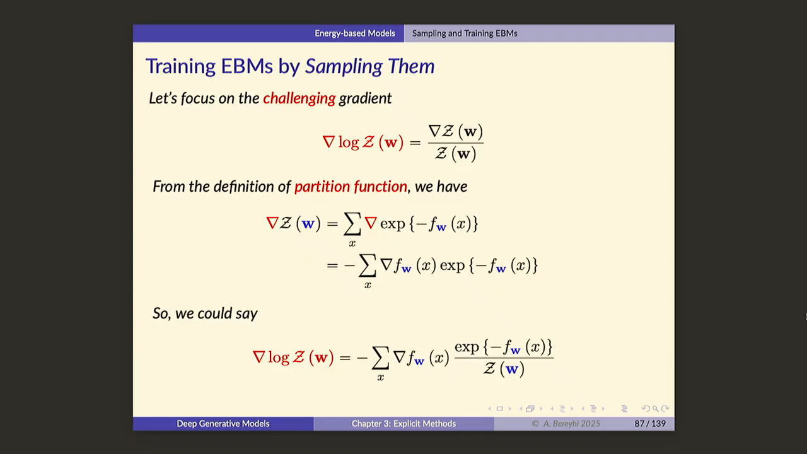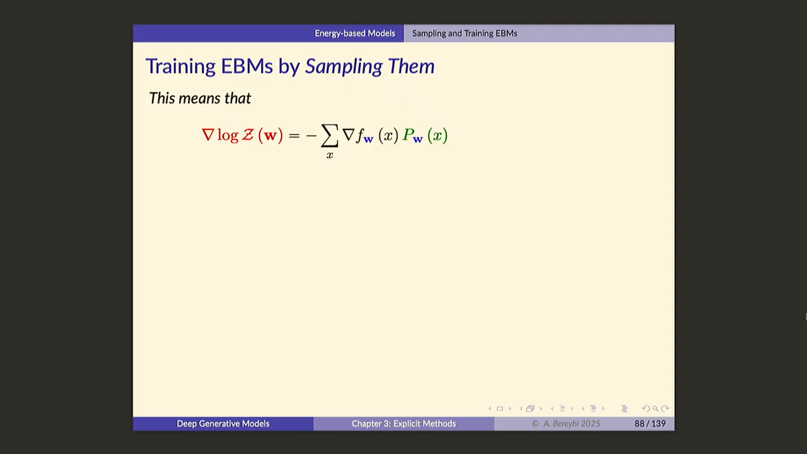Questions? Now, if you are happy with that, can you tell me whether you see anything inside this summation which you had seen before? The Boltzmann equation. Do you see the Boltzmann equation? E to the power minus f divided by z is Boltzmann. So this is the Boltzmann distribution, correct? So the gradient of log z equals minus the summation of the gradient of f times the Boltzmann distribution. Let me write it down here. So the gradient of the log is minus the summation of the gradient of f times the Boltzmann distribution. What is this expression?